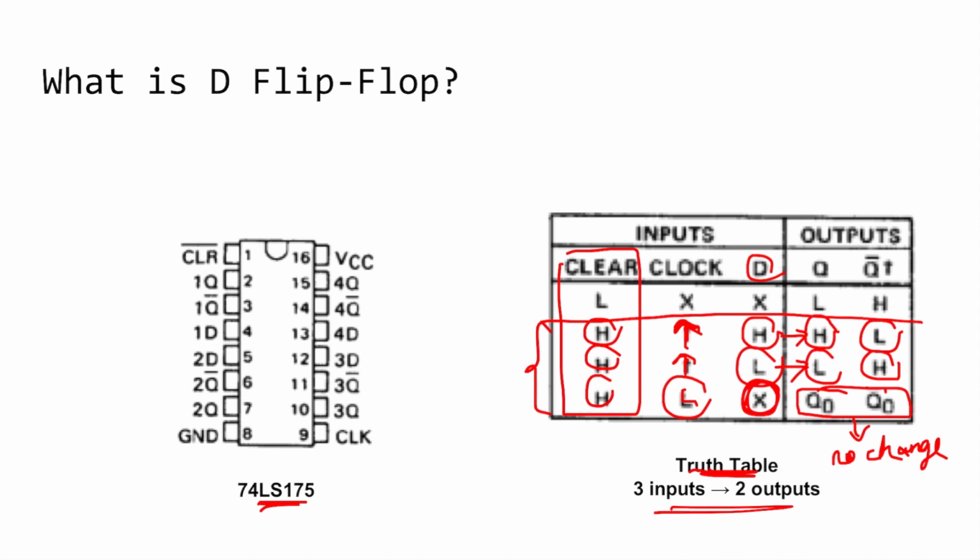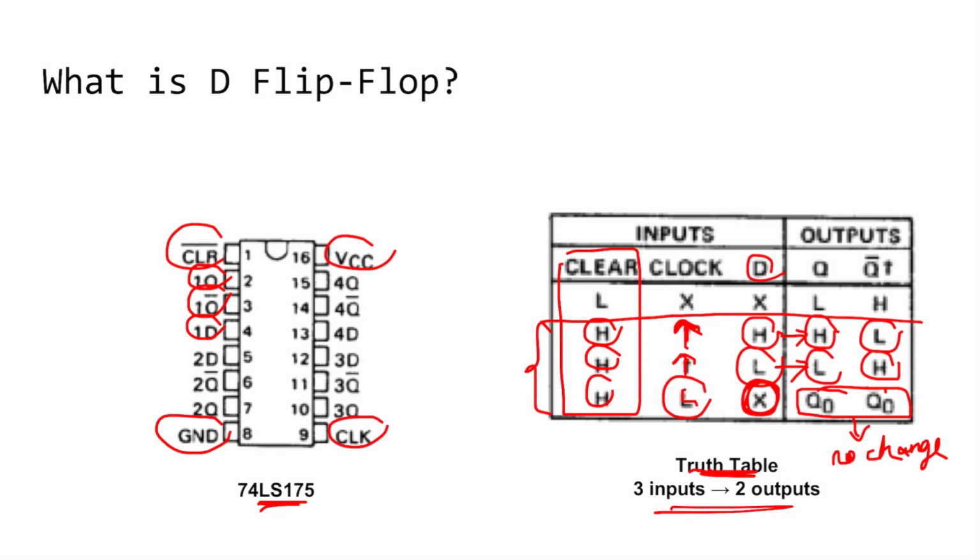The pins that we are going to use for this exercise is CLR, VCC, and also Q1, 1Q, 1Q bar, and 1D. Also the ground and CLK for the clock.